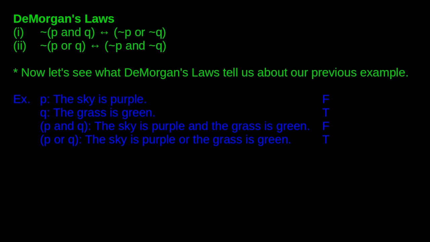There's DeMorgan's Laws, and now let's see what DeMorgan's Laws tell us about our previous example. There's the previous example that we had going. P is the sky is purple, ridiculous. Q is the grass is green, true, maybe. We have P and Q, the sky is purple and the grass is green, ridiculous. We have P or Q, the sky is purple or the grass is green. And they have the truth values false, true, and true, respectively.